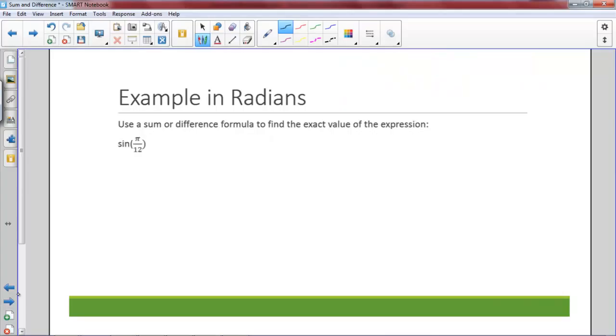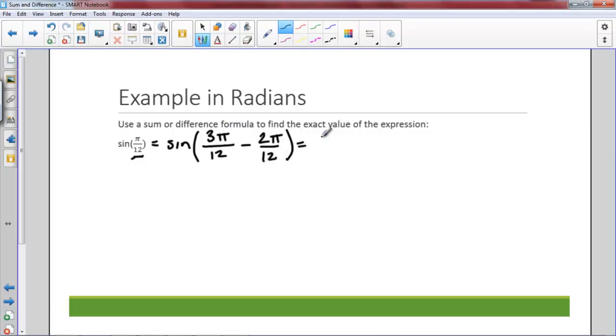All right, this next example is an example where we can have radians instead of degrees, but we're going to approach it still the same way. I need to rewrite this in terms of 2 radian measures found on the unit circle. So here I have pi over 12. So I can have 3 pi over 12 minus 2 pi over 12. Here 3 pi minus 2 pi is still going to give me that pi over 12, so my math is correct. So now we can keep going.